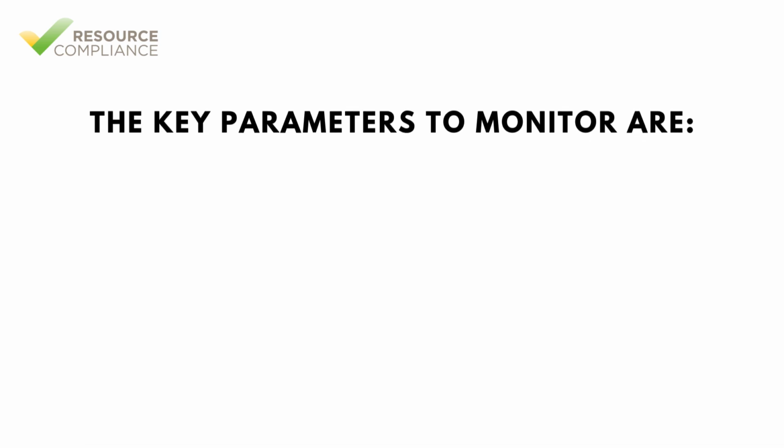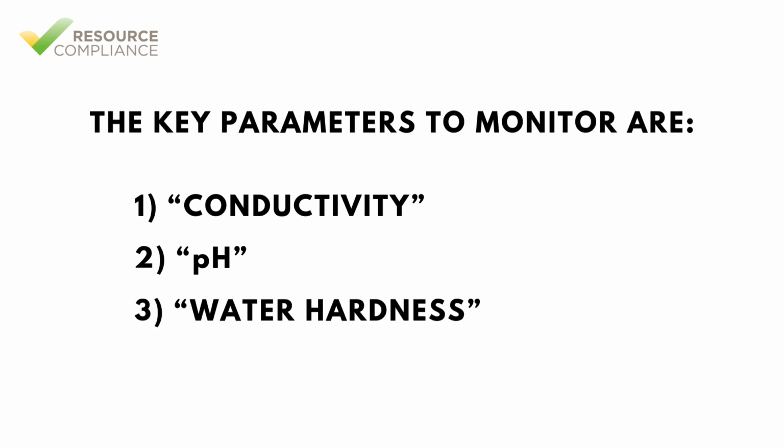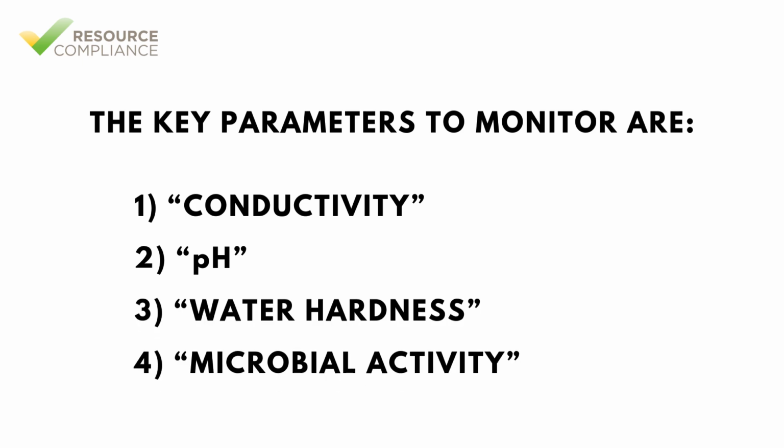The key parameters to monitor are: conductivity indicates the concentration of dissolved solids. High levels signal a need for blowdown. Maintaining a proper pH helps minimize corrosion. Water hardness tracks calcium and magnesium levels to prevent scale buildup. Microbial activity monitors biological growth and the need to adjust biocide dosing.